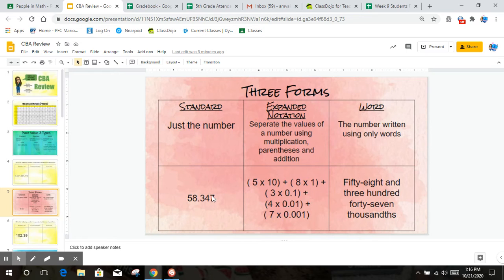Okay, if the 7 was not there, let's pretend I'm hiding it with my mouse, I would say 58 and 34 hundredths. And then let's pretend the 4 and the 7 are not there. I would say 58 and 3 tenths. You only say the place of the last digit that you see. Tenths, hundredths, thousandths. And again, I only have the word "and" once because the "and" is my decimal.